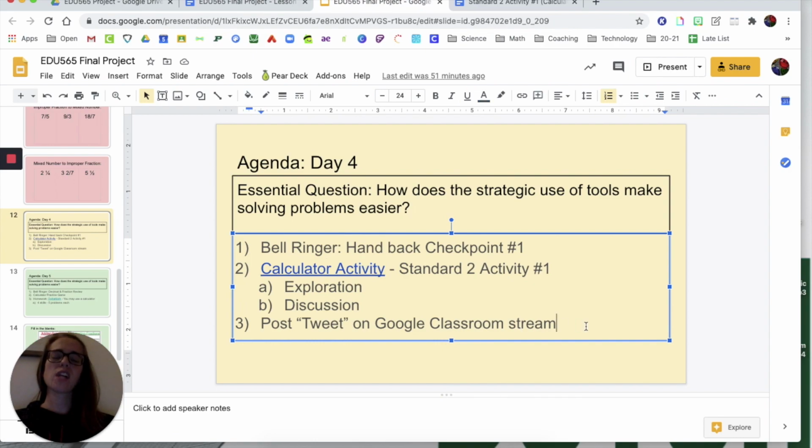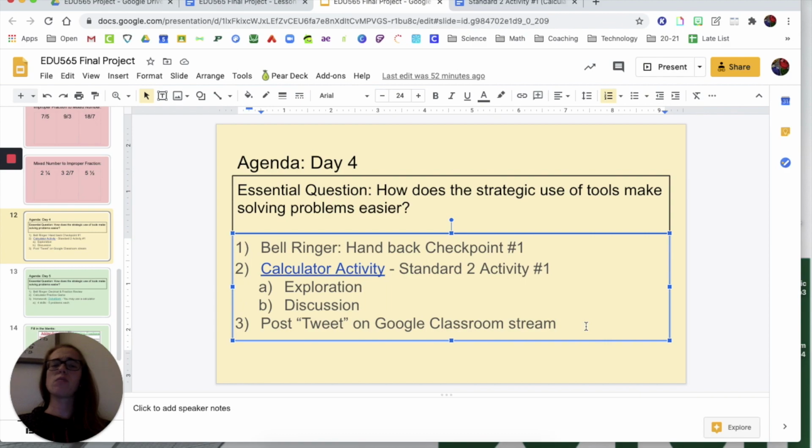At the end of this class period, there are multiple ways that we can do formative assessment. My go-to lately for this one has been to use tweets. So they get 140 characters and they post in their Google Classroom stream, instead of posting it on Twitter, something that they learned about their calculator. And I like this one because it's nice and quick and it allows me to get an overall feel for what we picked up from our calculator skills and what we still need to work on.